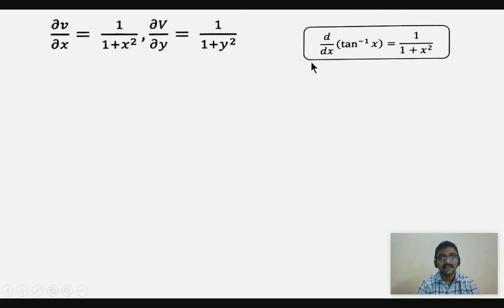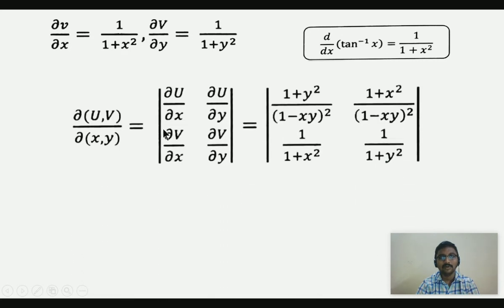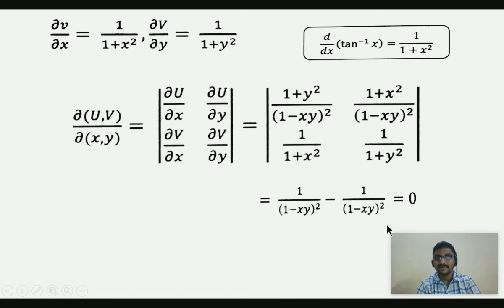Now substituting all these partial derivatives in the Jacobian of (u,v) with respect to (x,y), the determinant looks like [A B; C D]. The determinant of [A B; C D] is AD minus BC. So computing the determinant by cross multiplication, (1 plus y square) and (1 plus y square) get cancelled, here (1 plus x square) and (1 plus x square) get cancelled. So we have 1 by (1 minus xy) whole square minus 1 by (1 minus xy) whole square. Both get cancelled, we have 0. So the value of ∂(u,v) by ∂(x,y) is equal to 0. The Jacobian is equal to 0.